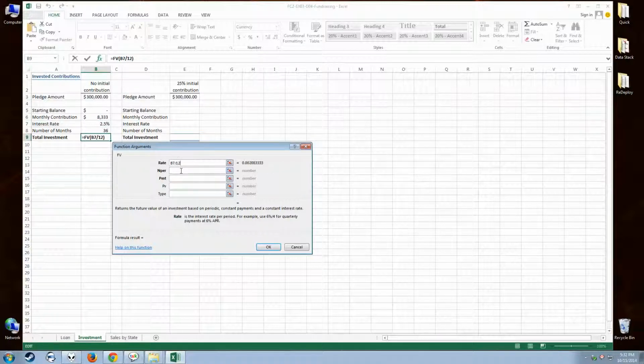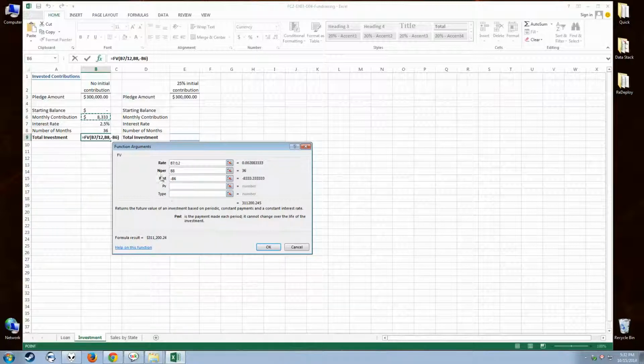B7 divided by the number of months in a year gives us an interest rate of 0.208%. Coming down to the number of payments, that's pretty straightforward: 36 months, 1 payment per month, 36 payments. PMT itself, don't let this one throw you off. This is another one of those nitpicky things. They have you enter a negative and then select B6.